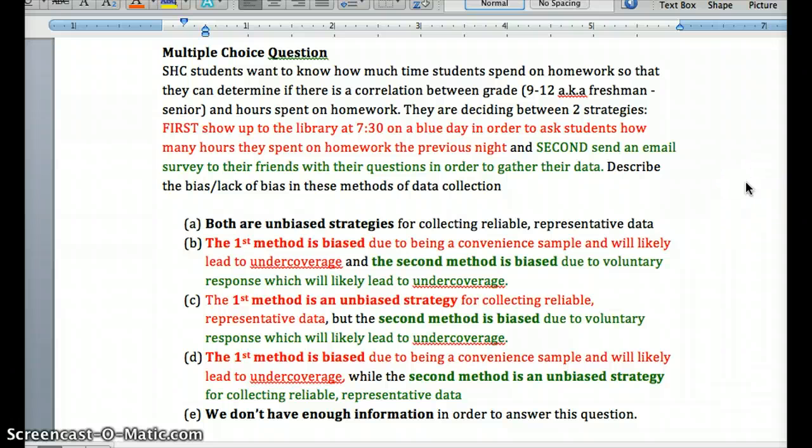So this is about SHC students who want to know how much time students spend on homework, and 2 strategies they have. Are these biased or unbiased? And if they're biased, how are they biased?